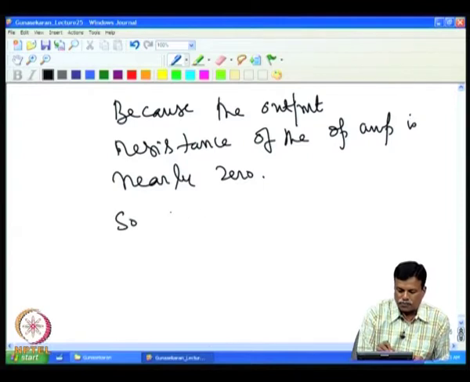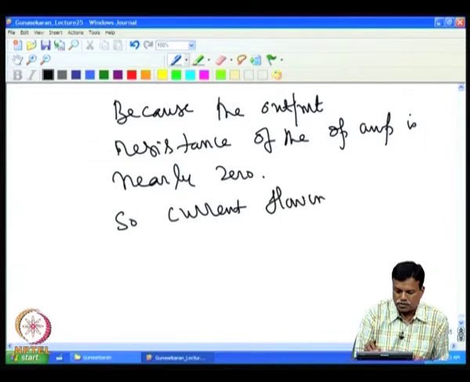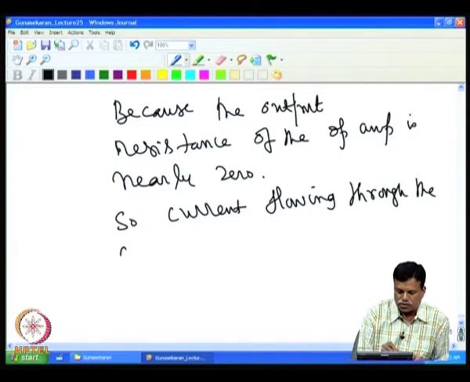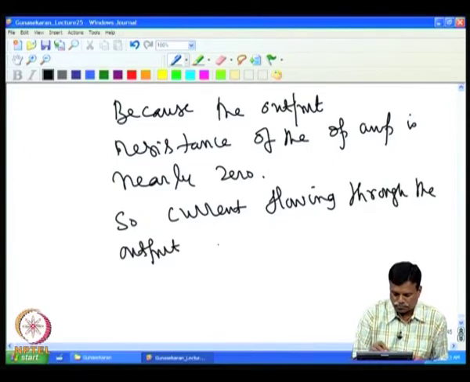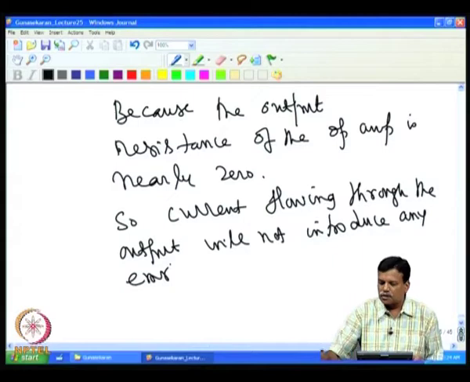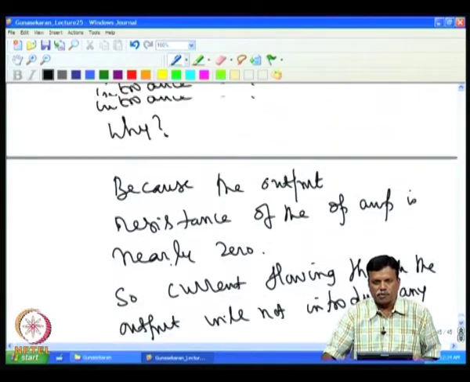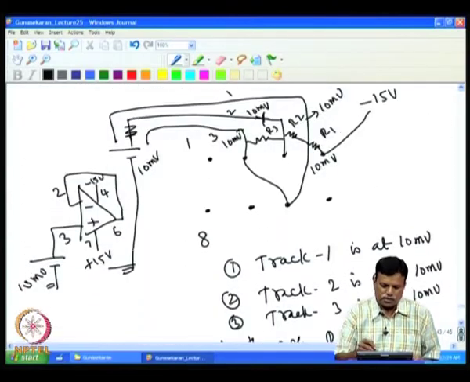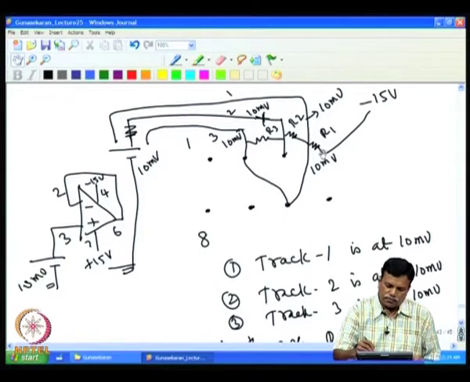So, the current flowing through the output will not introduce any error. Because the output resistance is 0, the current flowing through this will not induce any error. So, this system works well.